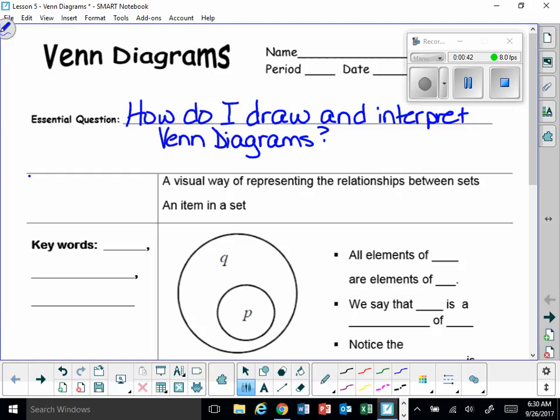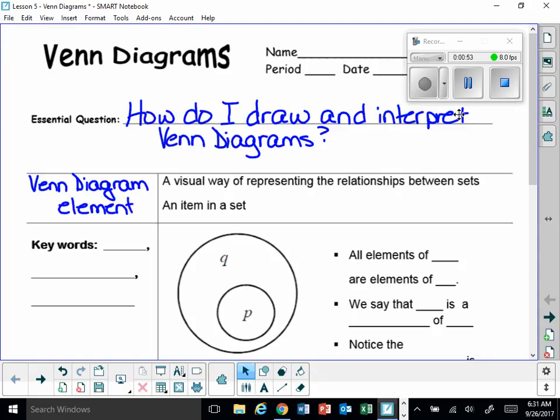Okay, so 2 vocabulary words here. Venn diagram and element. So the Venn diagram is the visual way of representing information in a set. A set is a group of items that are alike. Okay, and then the element is each item in the set. We have a couple of different types of Venn diagrams.